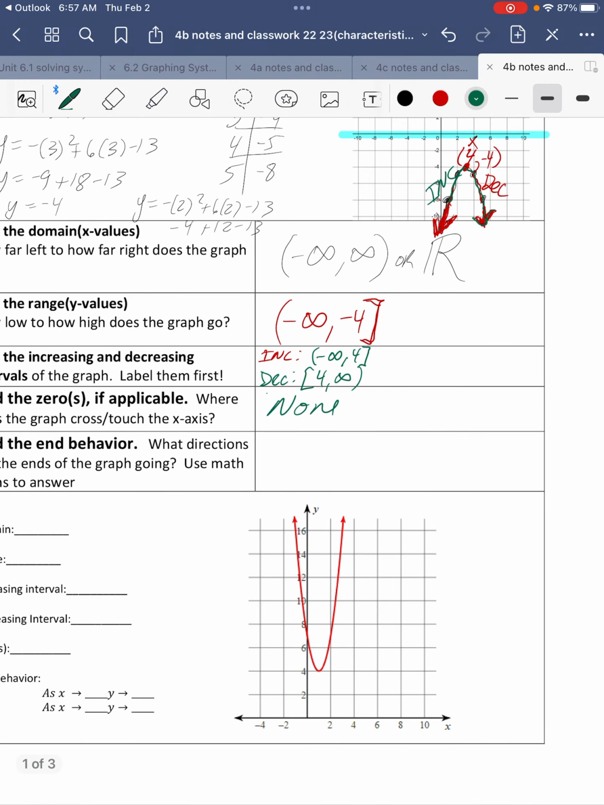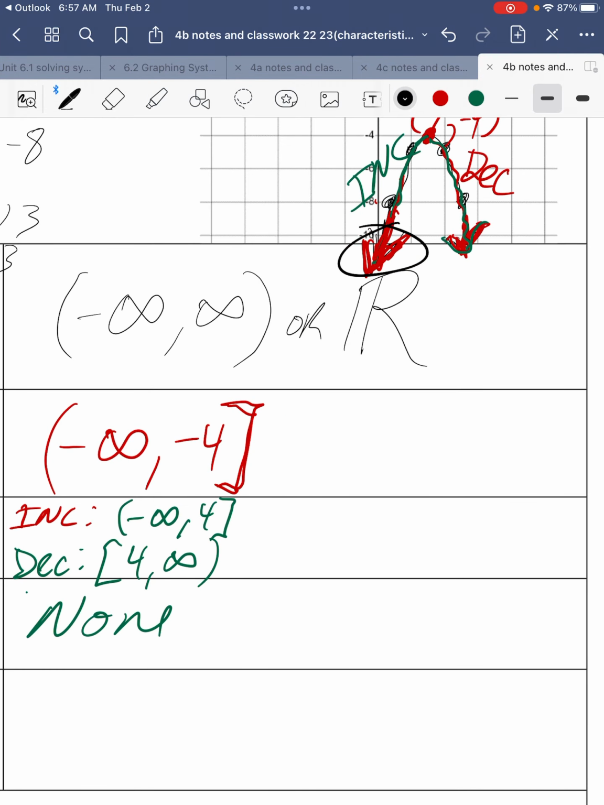And end behavior. Talk about the ends of the graph. Which two directions is this end going? It's going to the left, and it's going down. How far left does it go? It goes left forever. Left forever on the graph is negative infinity. How far down is it going to go? It's going to go down forever. Forever down is also negative infinity.